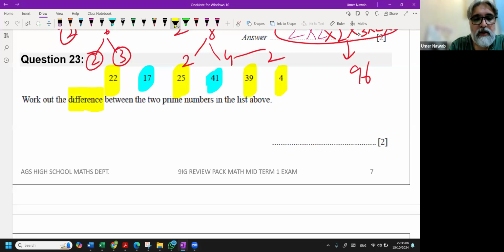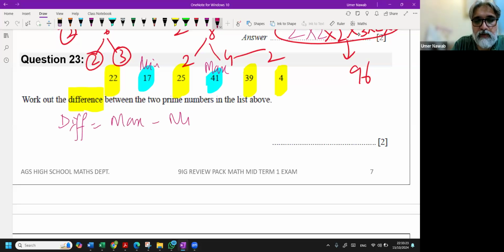Now, examiner is asking difference. The mathematical language difference tells you maximum minus minimum. So this is my maximum and this is my minimum. The formula for difference is maximum value minus minimum. 41 minus 17, and that is equals to 24.